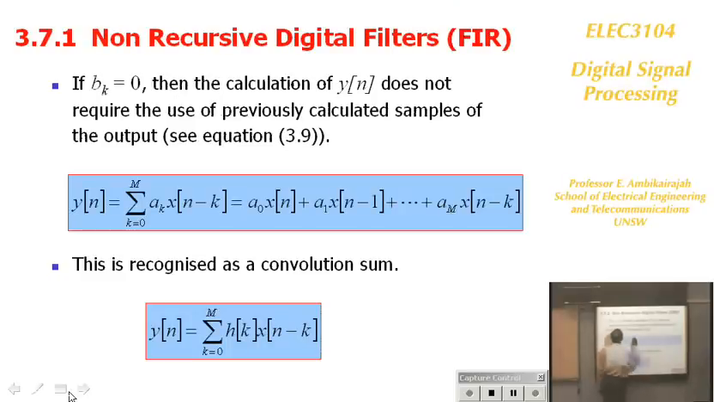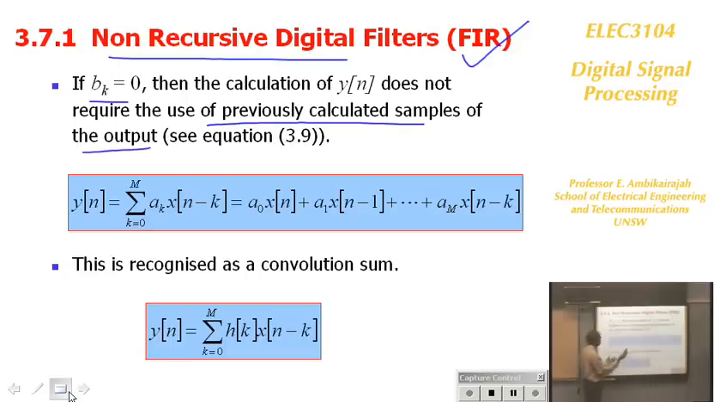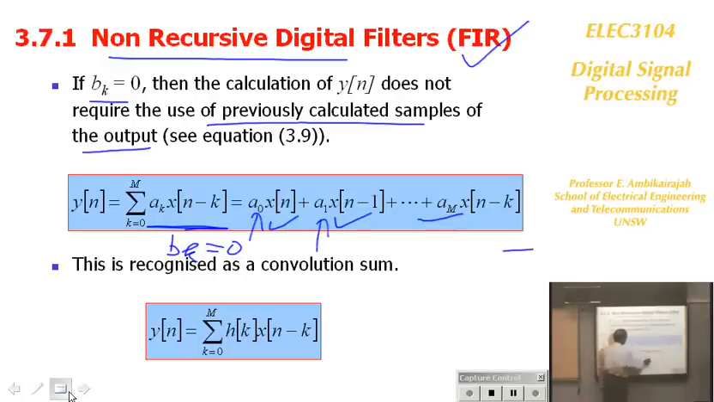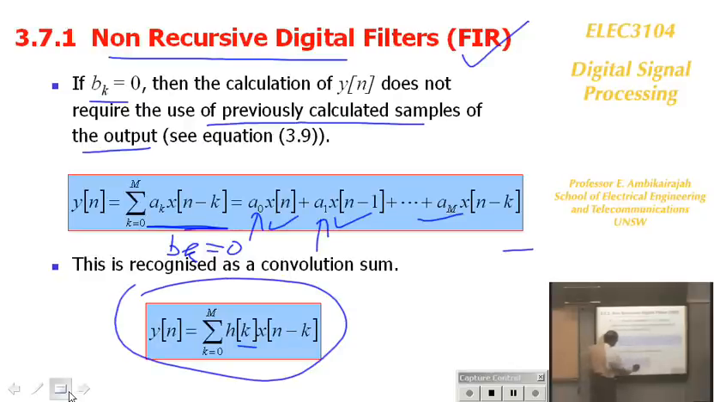So let's look at a non-recursive digital filter, which is sometimes called an FIR, finite impulse response filter. We have looked at it before. Let's say Vk is 0, then the calculation does not require the use of previously calculated sums of the output. We don't have any output in the equation now. We expanded the previous equation, and this Vk is now 0. So these are the inputs now. This looks like a convolution, remember? These look like the coefficients. So this equation can be written as a convolution sum, because Hk are the coefficients and Xn minus k is the other part.